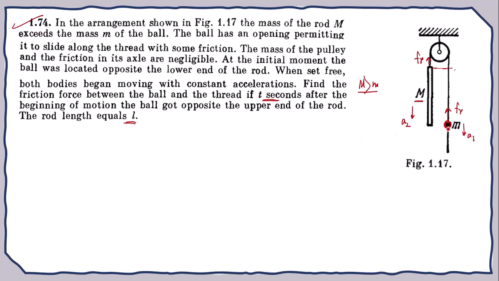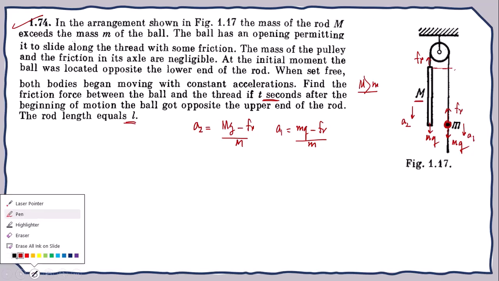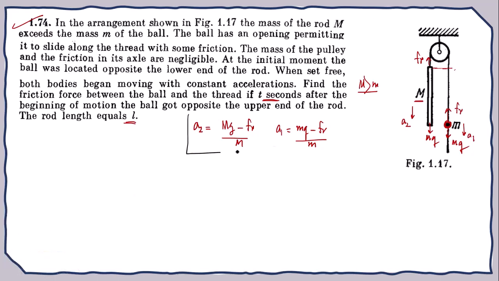If I do the force balance equation, here the small mg will be there, here the capital Mg will be there. So the acceleration of the rod is A2 equals capital Mg minus fr divided by capital M. Similarly, A1 should be equal to small mg minus fr divided by small m. So these are the two accelerations with which both are moving downward.